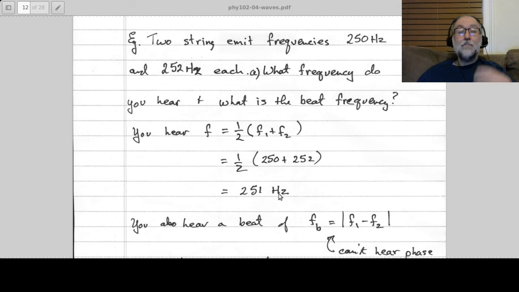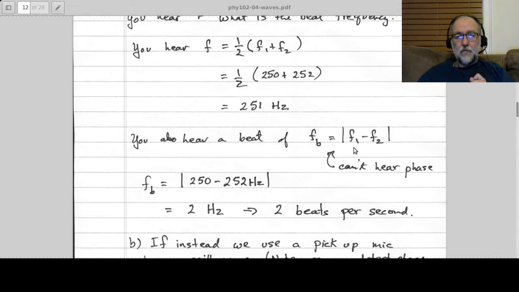Okay? The beat that you would hear on top of that would simply be the difference between the two. So you just take 250 minus 252. Don't worry about which one's bigger than the other. That's why it's absolute value. And the difference between the two is 2 hertz. So what does that mean? 2 hertz means 2 per second, 2 beats per second. You would hear 2 cycles of loud, soft per second. Okay, so there you go, 2 beats per second.